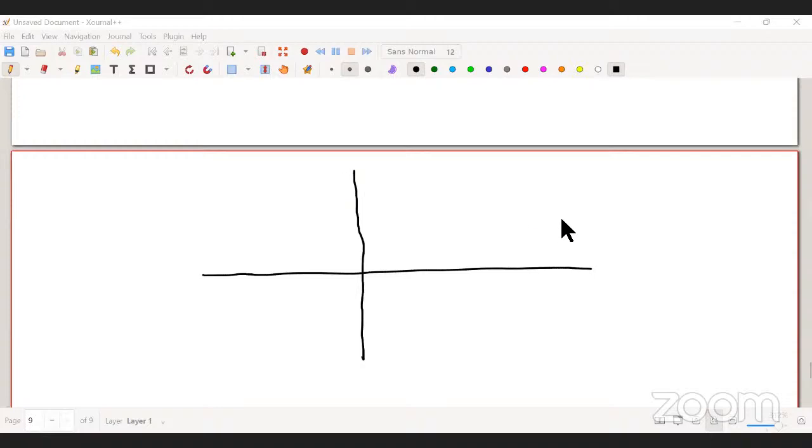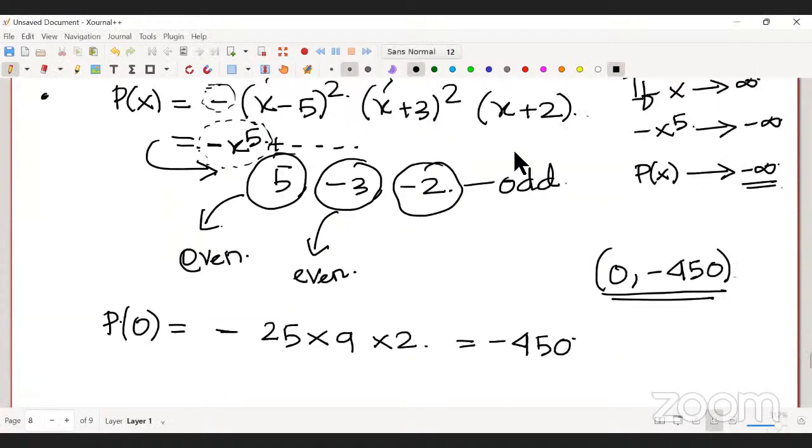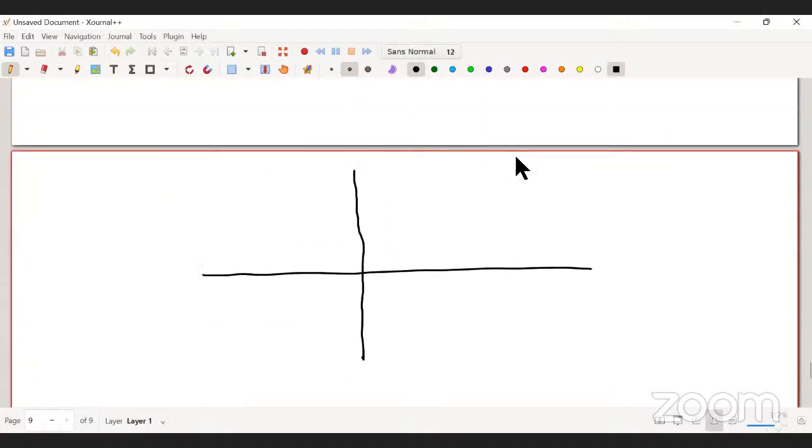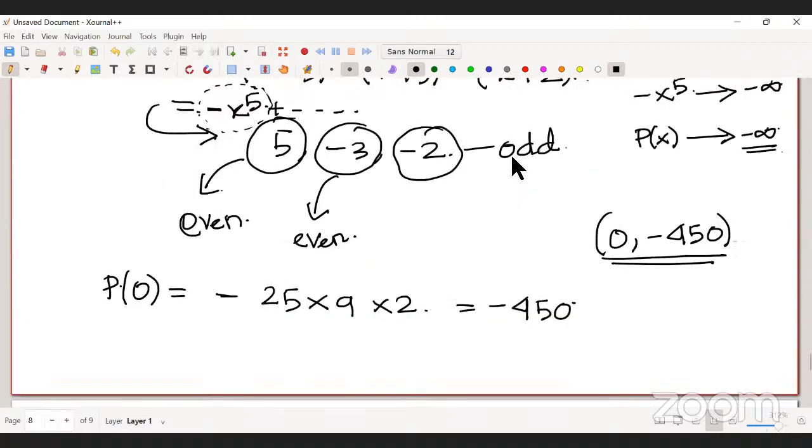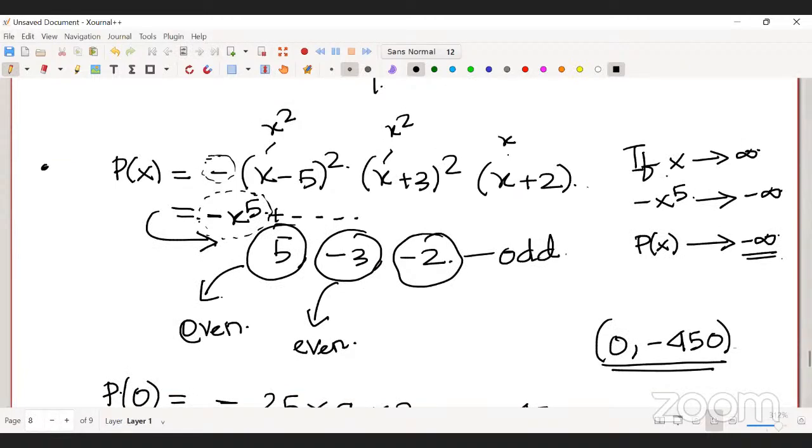Okay, so now we have 3 roots: 5, minus 3, and minus 2. One is minus 3, another is minus 2, and another one is 5. And you can see as x goes to infinity, P of x will go towards minus infinity, right?